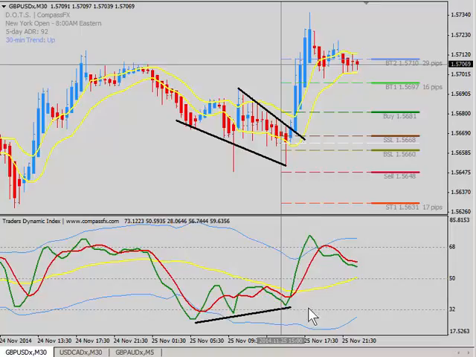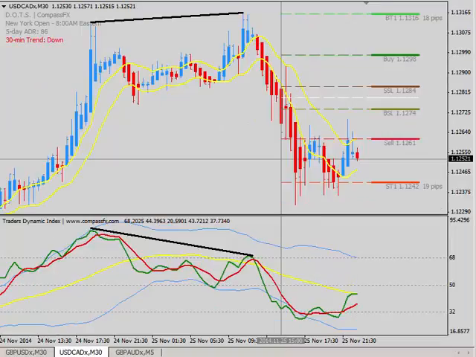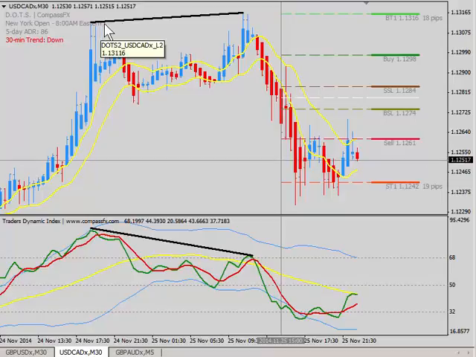Let's take a look at another one here. Take a look at the dollar CAD today. Notice that on the dollar CAD, I'm getting these higher highs in price, but I'm getting lower highs in the trader's dynamic index. This is referred to as negative divergence, bearish divergence, selling divergence. We're looking for price to eventually turn and go down.